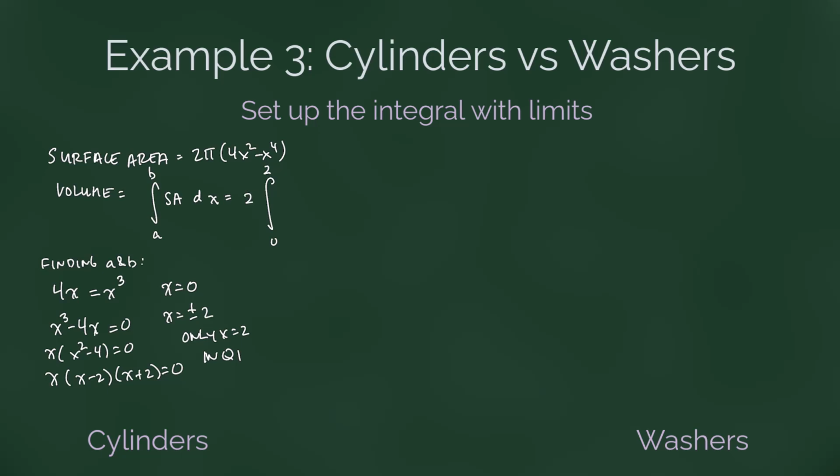So our final integral for our volume is the integral from 0 to 2. Moving the 2 pi to the outside, we get 4x squared minus x to the 4th dx.